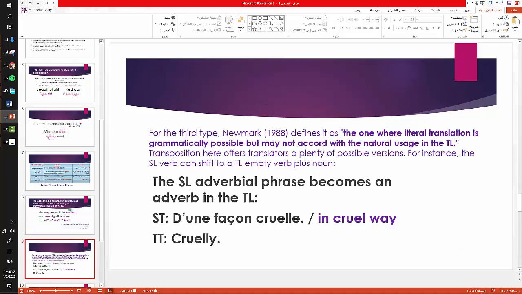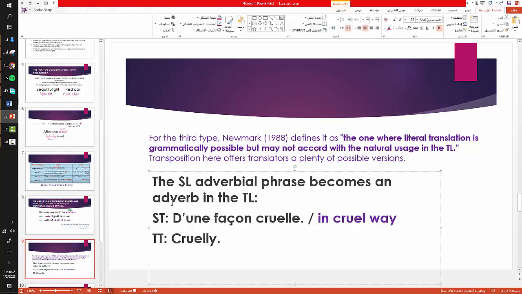For the third type, Newmark defines it as the one where literal translation is grammatically possible but may not accord with the natural usage in the target language. Transposition here offers translators plenty of possible versions. Like the example here, the source language adverbial phrase becomes an adverb in the target language. Like this adverbial phrase in French, we can say in a cruel way, but in translation we have to use fewer words to convey deeper meaning. So we can use the adverb itself, cruelly.